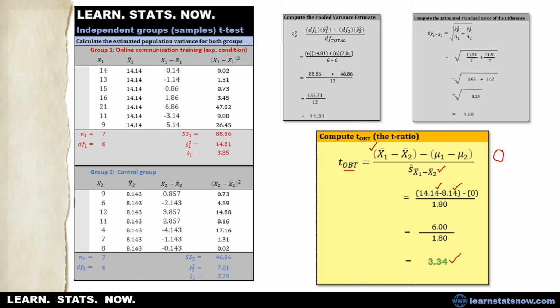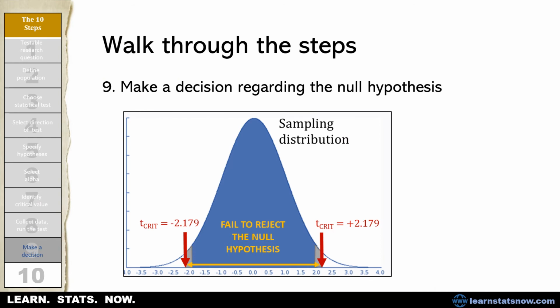So now you might be asking, okay, I've got a t-ratio of 3.34. The next step is to make a decision regarding the null hypothesis, and to refresh, we had determined earlier that the critical value was plus or minus 2.179, right? So we needed a t-ratio that was going to fall farther from the mean of 0 in this sampling distribution. And what did we get? Well, we got a t obtained of 3.34, which is clearly farther away, right? It's farther out from the critical value, which puts it in the region of rejection.